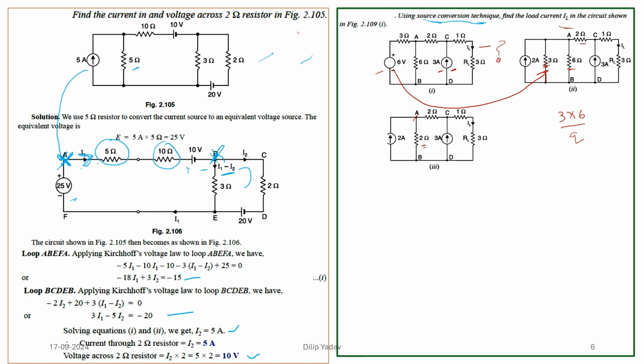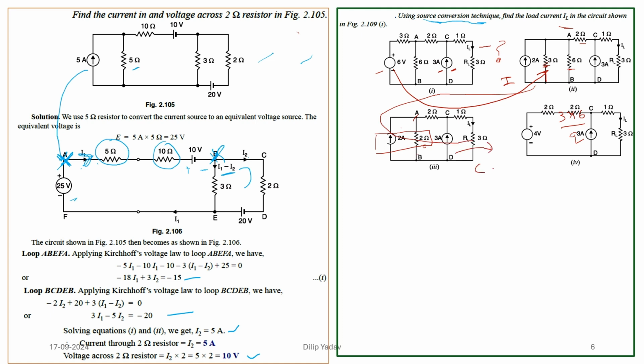This 2 ohm is again in parallel. Then we have the current source. Now we can see that the two currents are flowing forward. Again we have transformed this: first we converted the voltage to current, now we are converting the current to voltage. We are transforming it to the voltage.